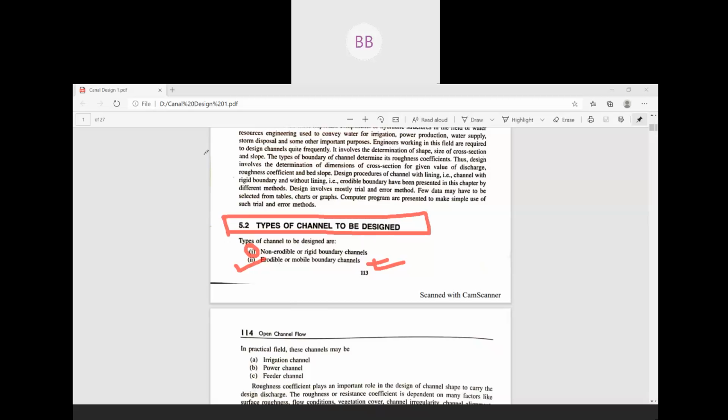That means, suppose we need to construct a canal, okay? An irrigation canal or trapezoidal channel, okay? Then first, we have to do the earthwork, okay? So this is your mobile boundary channel or erodible channel. That means when there is a flow of water, there may be some erosion because of the velocity of water. So that is why it is called erodible or mobile boundary.